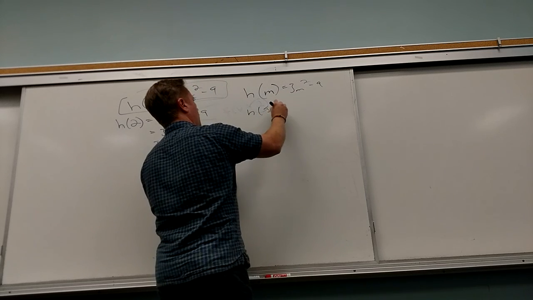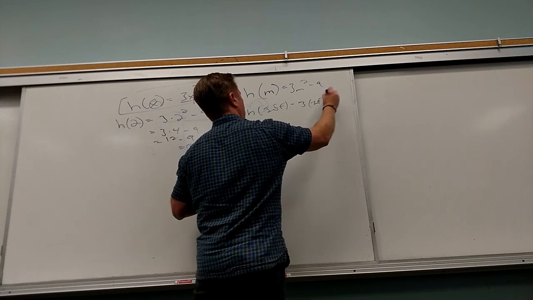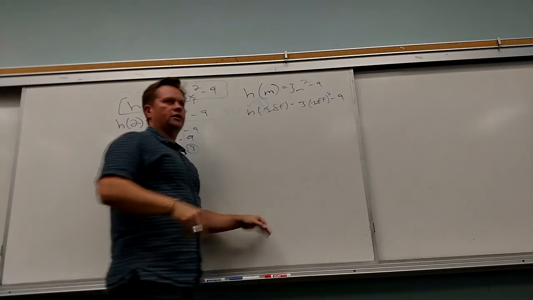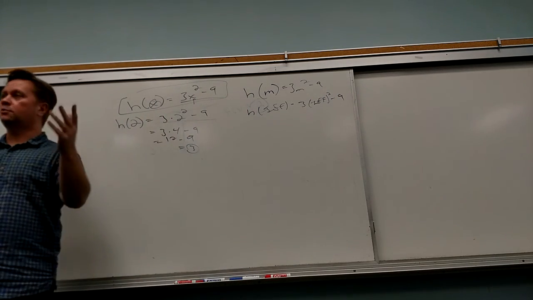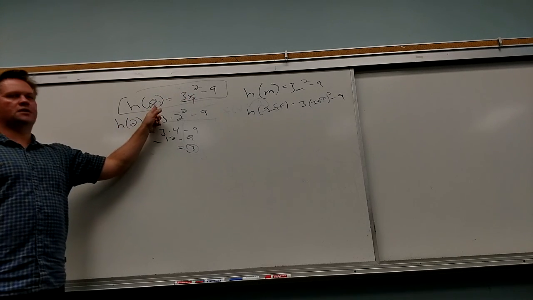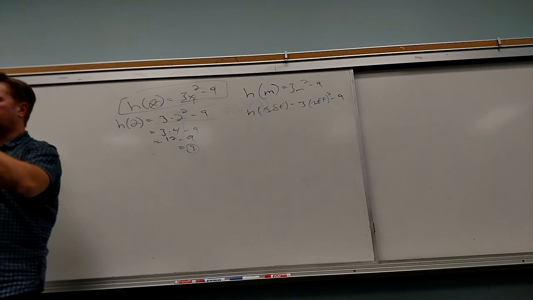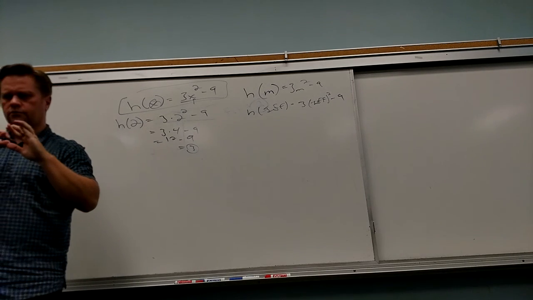What's h of Jeff? 3 times Jeff squared. Little Picasso Jeff. Minus 9. Whatever you put in there. This is a rule. It says, what does it do to whatever's in there? This is what it does to whatever's in there. Does everybody see that? That's how number 2 works, yeah.